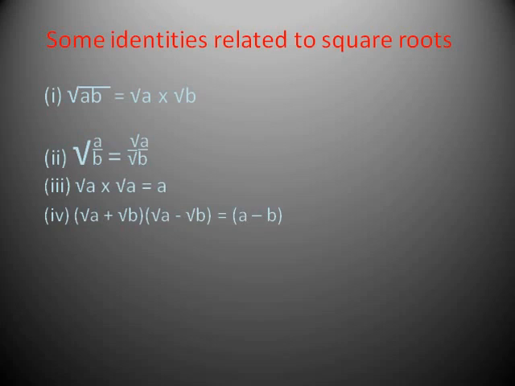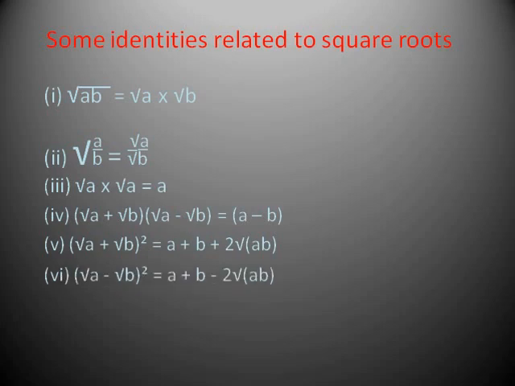This is similar to the A plus B into A minus B formula. The fifth is square root A plus square root B whole square is equal to A plus B plus 2 into square root AB. And this formula is similar to the A plus B whole square formula. The sixth formula, square root A minus square root B whole square is equal to A plus B minus 2 into square root AB. This is also similar to the A minus B whole square formula.